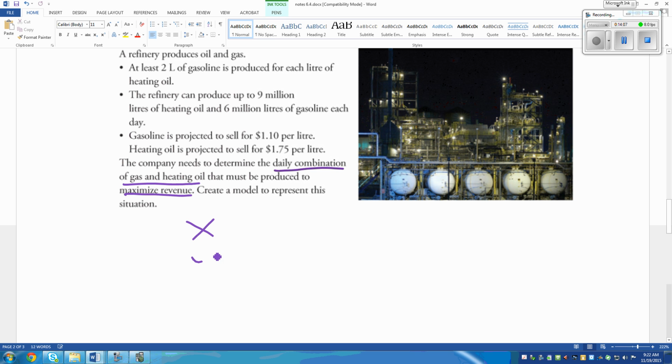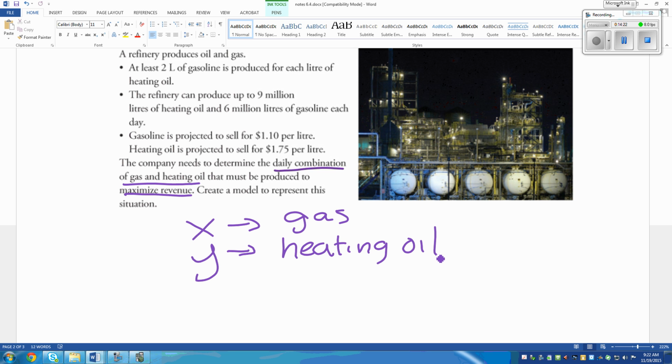So, going back, the first thing is, decide what your X and Y is. What's your X and Y, Jesse? Gas and heating oil. Okay. The second step is to come up with your Q equation. Nicole, what are we trying to maximize? Revenue. Okay. So a lot of times they don't write Q, they write R for revenue, just so you know. I just write Q out of similarity. So we're trying to maximize our revenue.